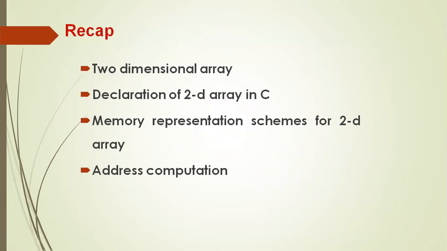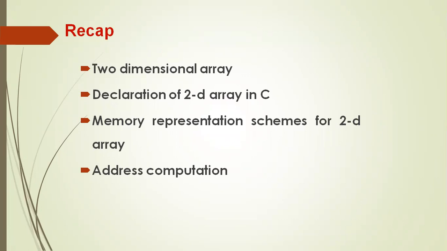We also studied how we can declare a two-dimensional array. The general format is data type, array name, then within square brackets you have to give size 1, and within another set of square brackets, you have to give size 2. Size 1 denotes the maximum number of rows and size 2 denotes the maximum number of columns. So size 1 and size 2 denote the dimensions of the matrix.